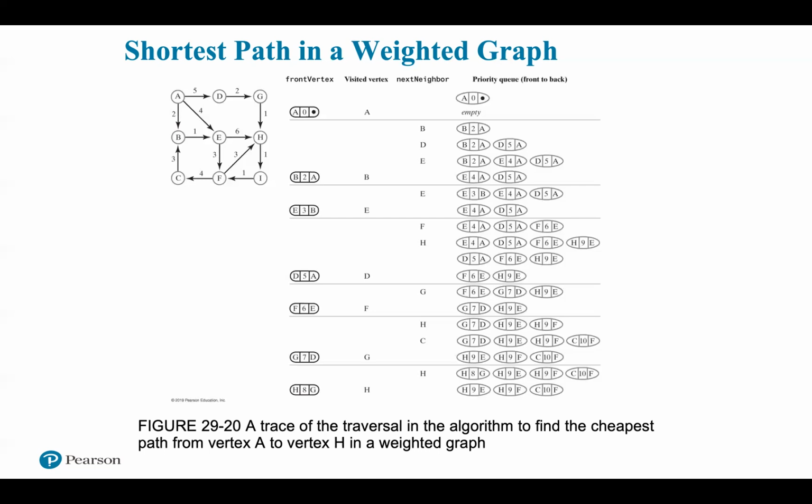Well, let's talk about tracing the algorithm. Figure 29.20 traces the traversal portion of the algorithm for the weighted graph in figure 29.19A with vertex A as the origin. Initially, an object containing A, 0, and null is placed in the priority queue. We begin a loop by removing the front entry from the priority queue. We use the contents of this entry to change the state of the indicated vertex, A in this case, in the graph. Thus, we store a path length of 0 and a null predecessor into A. We also mark A as visited.